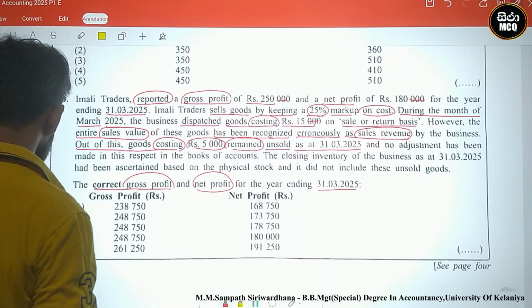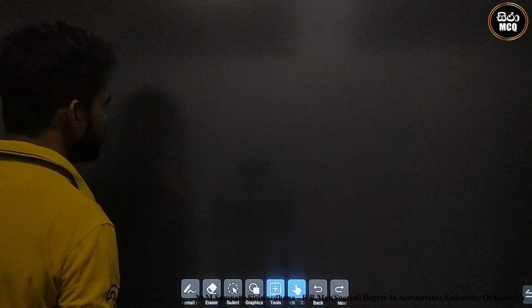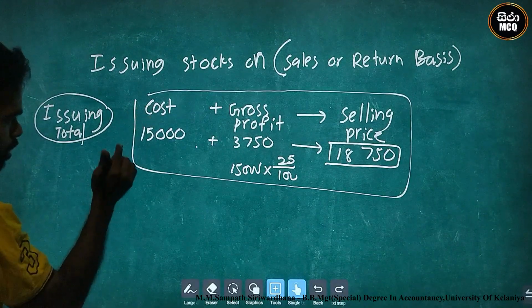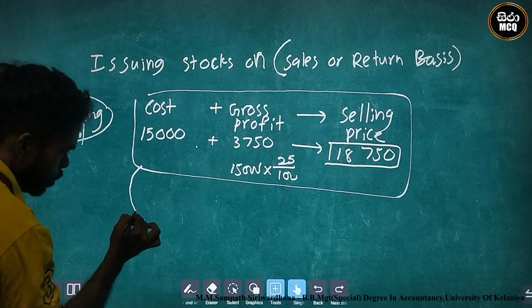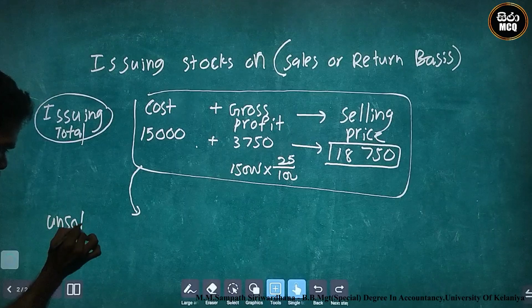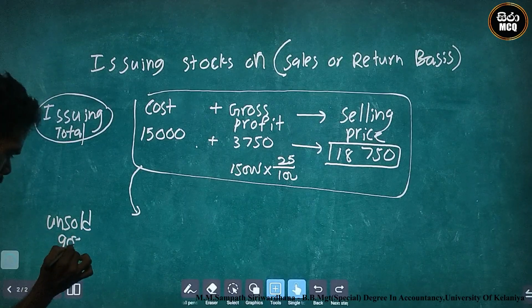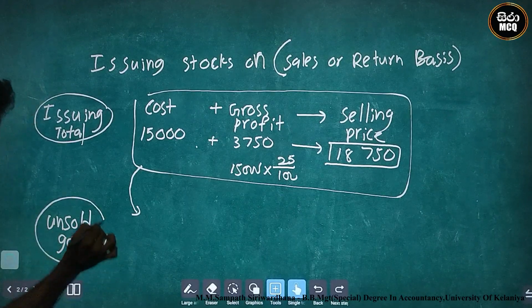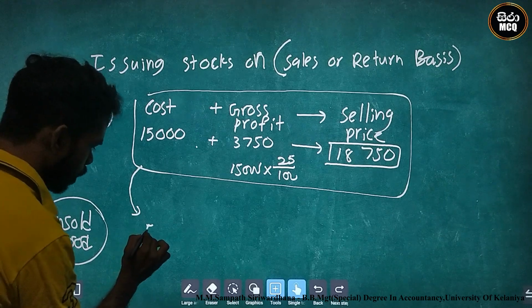Costing 5,000. Cost there. This is the cost. This is the unsold goods there. Unsold goods. What is that? 5,000.